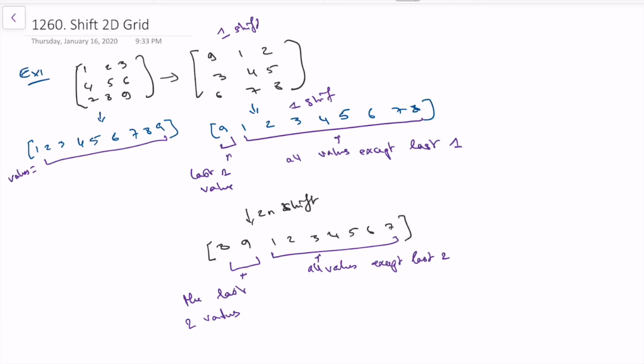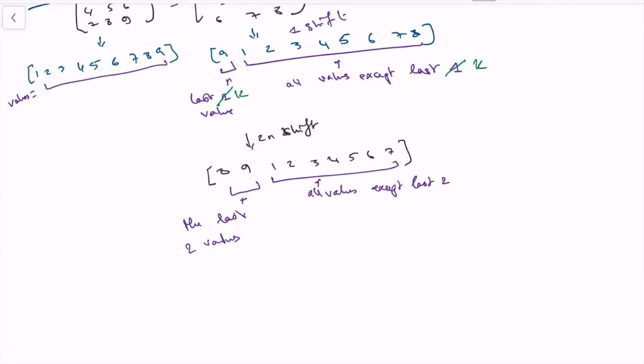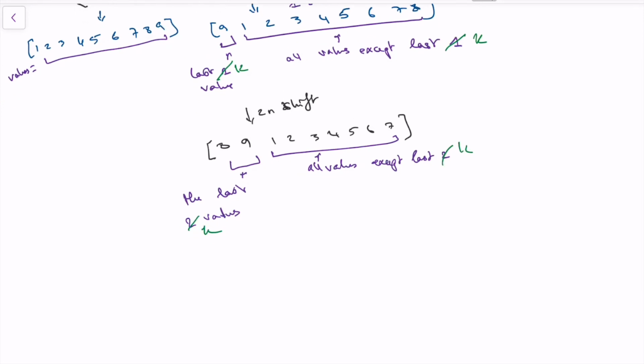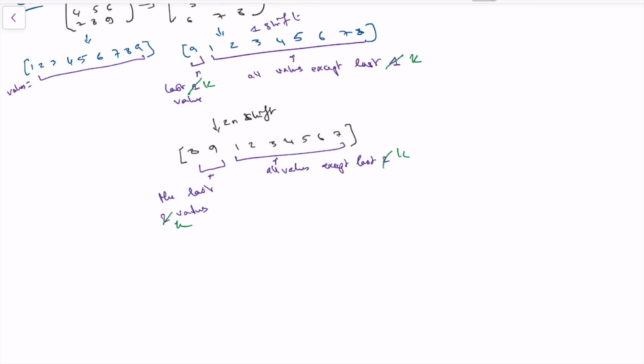Actually, we could just say, whatever the number of shifts we need to do, it's just k. The same thing applies for any k values. And so we could literally just say the last k values here, and the last k values here. So the first portion would be the last k values, and the second portion would be all values except the last k. And same thing here.